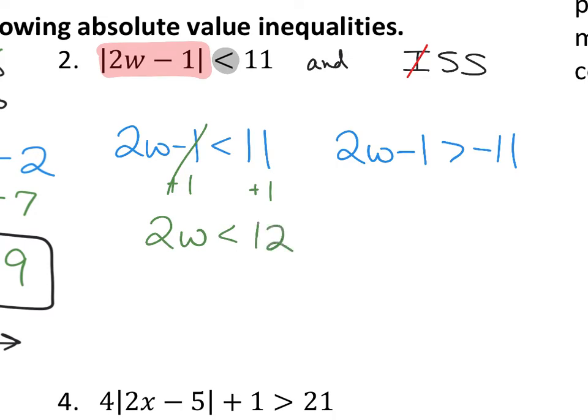What's the last step here? Divide by 2. Very good, because I want that w all the way by itself. This would end up being w less than 6. Fabulous. I've got one of the 2 inequalities I need for my final answer here. But the steps to repeat the other one are the exact same.